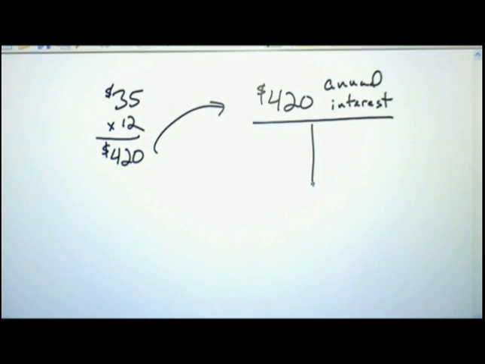The hardest part about this problem is knowing how to write 5.25%, which in a decimal is 0.0525. So $420 divided by 0.0525 gives me a principal balance of $8,000.